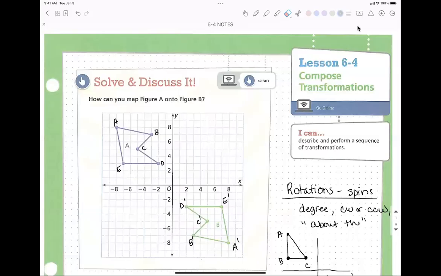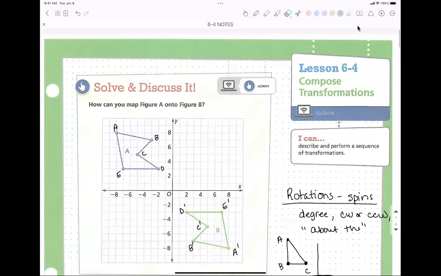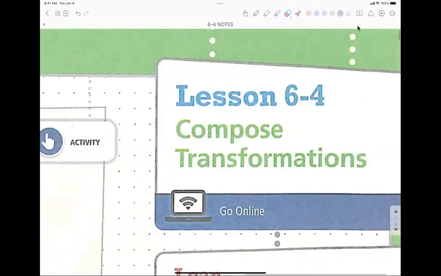All right, so lesson 6-4. It's easy, but it's hard. And you guys don't need to be writing anything just yet. Just listen to what I'm talking about here. So 6-4 is easy and it's hard. It's easy because it is nothing new. It's translations, reflections, and rotations. It's hard because now it's multiple transformations on one graph.